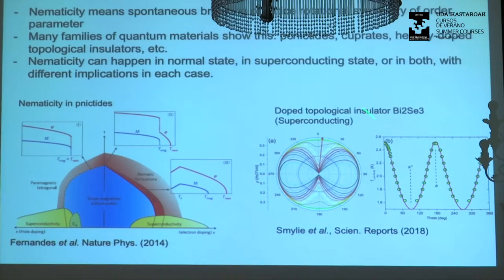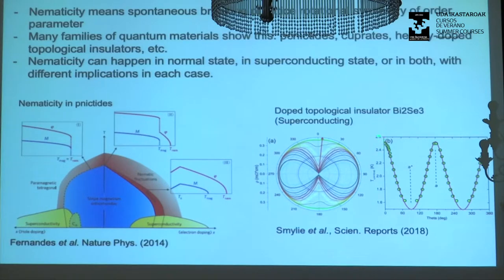This is an example from doped topological insulators. I think this is copper doped, but it could be chromium doped or vanadium doped bismuth selenide. It is a superconductor when you dope bismuth selenide with various dopants. And in the superconducting state, people have measured an anisotropy in the resistivity, or in the critical temperature, or in the critical magnetic field.